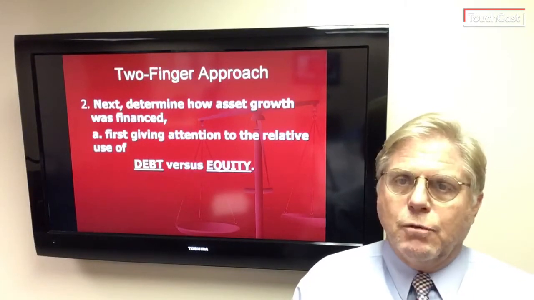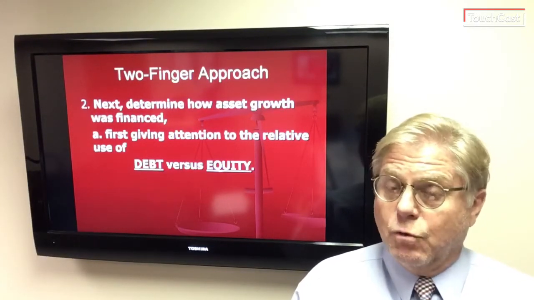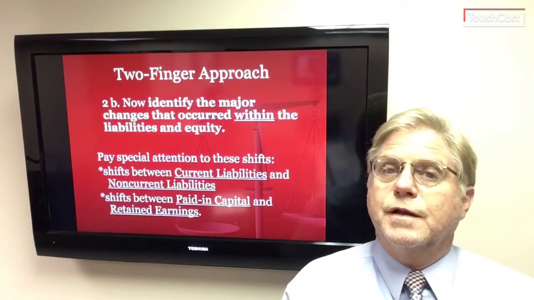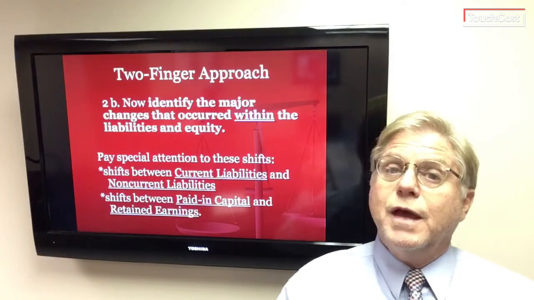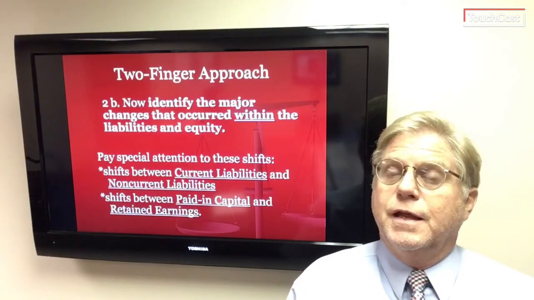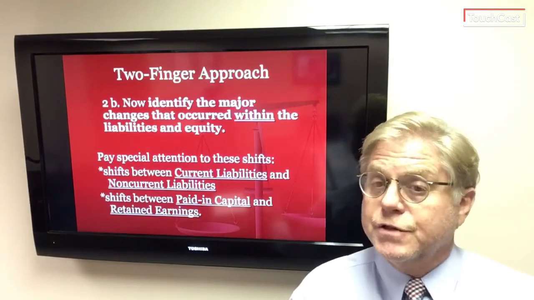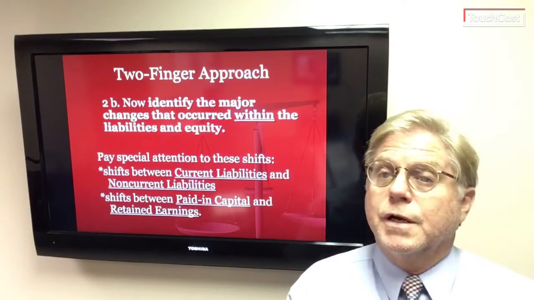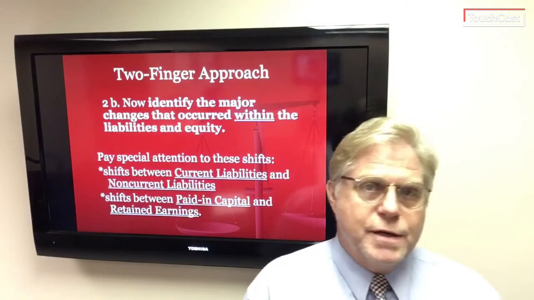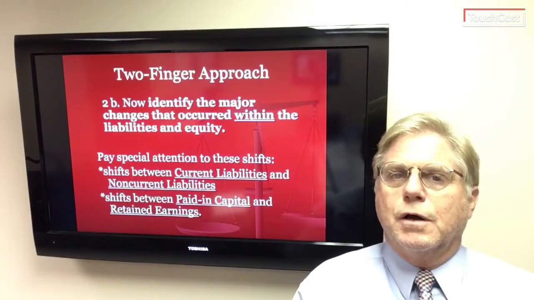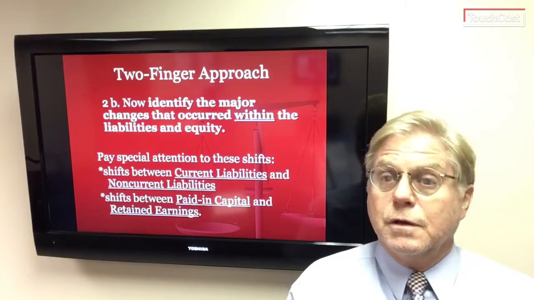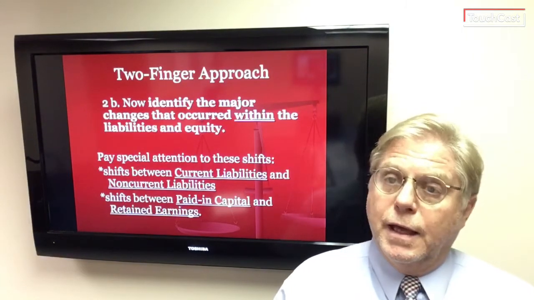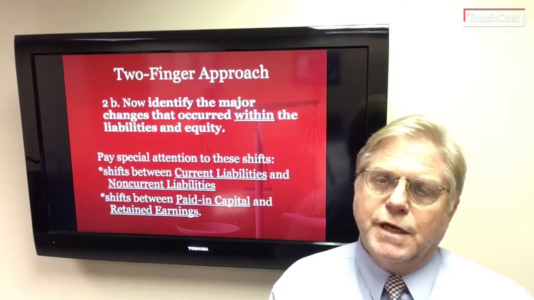Okay, so we want to find out whether most of that growth was financed with debt or equity, or if it was fairly evenly split. Secondly, we want to then identify the major changes that occurred within liabilities. That is, whether most of the growth took place in current, or most of the new debt financing was current or non-current liabilities. That once again speaks to the company's liquidity. And then also, going just one bit further, is to look now at equity. There are 2 basic forms of equity: paid-in capital and earned capital, which we know better as retained earnings.